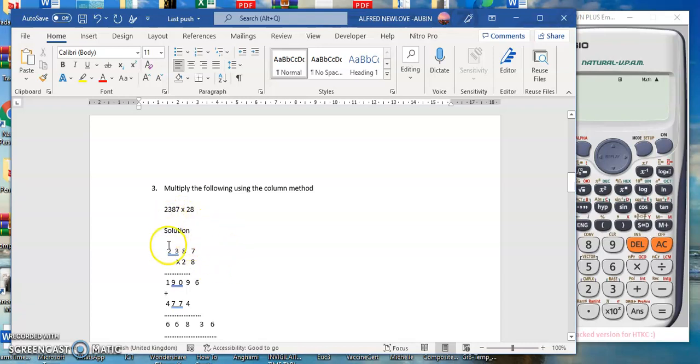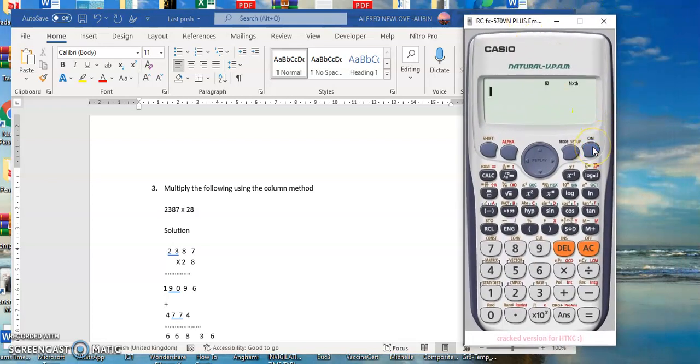So you see that I have my 2387 here. Then the units will follow this, and the 2 will also follow this, like this. Then we need to multiply this. It must follow like what we have there. So this 8 times 7 must follow that one.